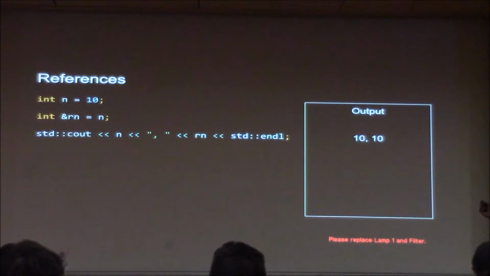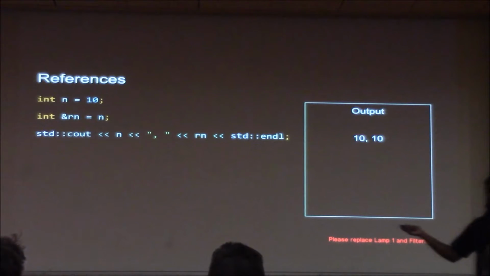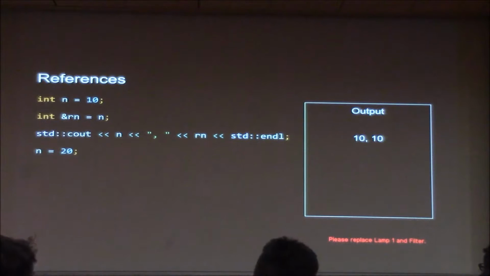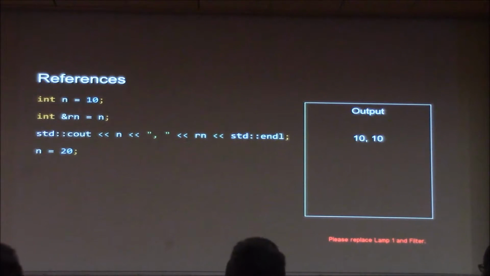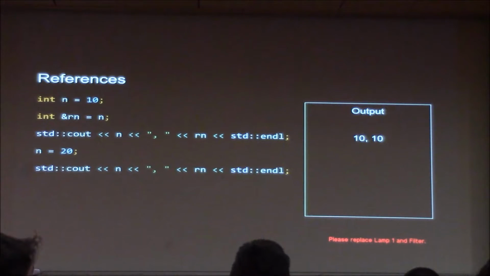So what does this mean? I'm not going to explain that right now, but let's proceed through this. Now we are changing the value of n to 20. From 10, now it became 20. Now, can you tell me what is going to be printed? What is the value of n and Rn?